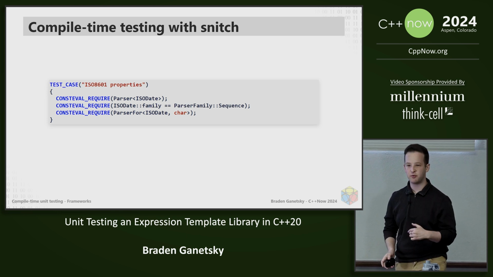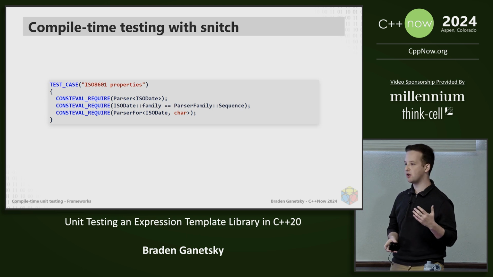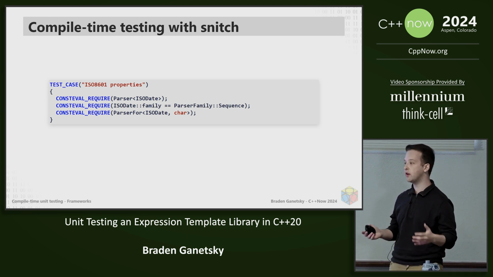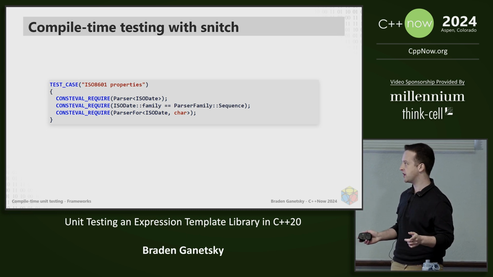It also has constexpr require. What's the difference? It's the same as the difference between a constexpr function and a consteval function. A consteval function can only be run at compile time. A constexpr function can be run at compile time and at runtime. And then something without any annotation can only be run at runtime. Snitch takes this exact same approach, and I think it's really cool.